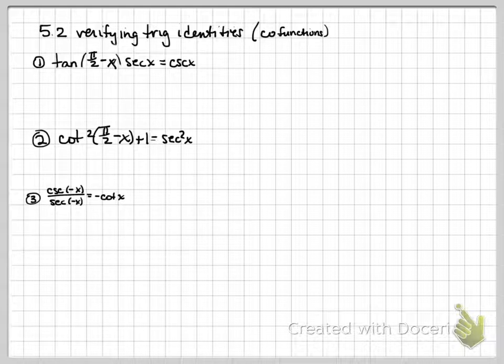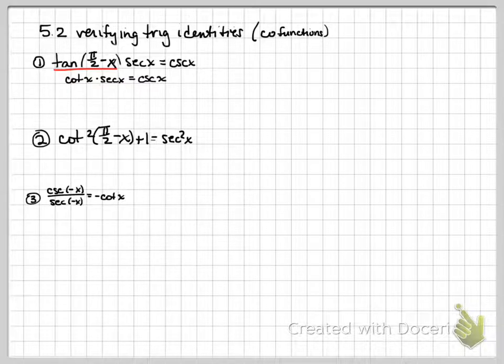So with number one, what we're going to look at is this tangent of pi over 2 minus x. And you should be familiar with this. It's one of our cofunctions, and we know that that is also equal to cotangent of x. So I'm just going to substitute that in times secant of x to equal cosecant of x.